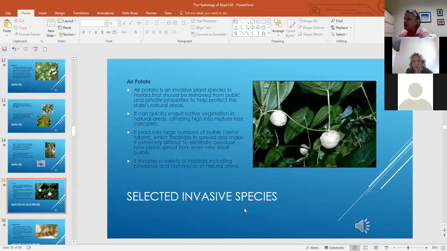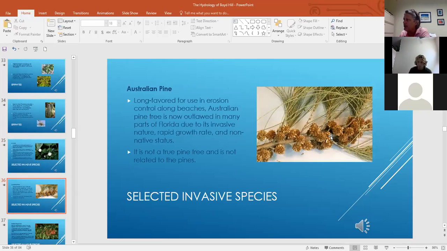Some invasive species, which are here, don't belong here and do environmental damage. One of them grows up in the canopy. It is the air potato. This Australian pine is not really a pine. These aren't real needles. They're actually seeds off of flowers, so it's not a pine, although it does have needle-like structures for leaves.